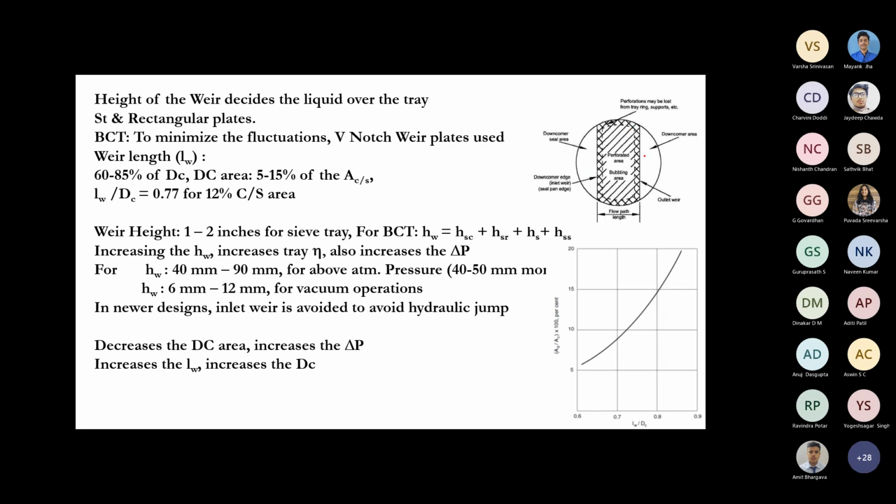So we have to decide the layout of the tray. The height of the weir decides the liquid over the tray. So this is your tray, this is your downcomer, this is your weir plate. The liquid will come and it will go over. This is called HW, the height of the weir plate. So this HW will decide the amount of liquid over the tray. If you visualize it like this, this is the weir plate.